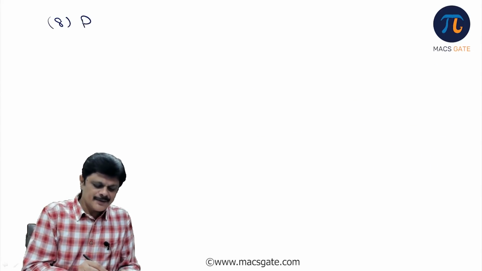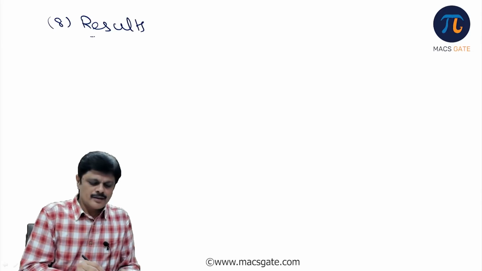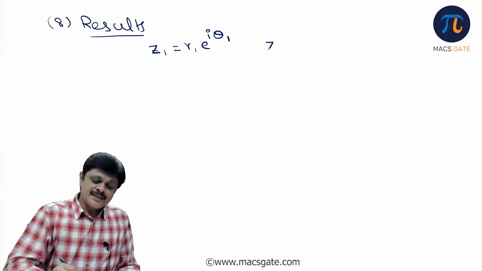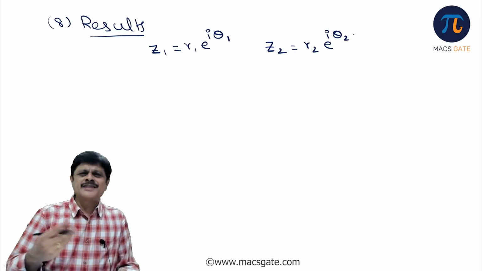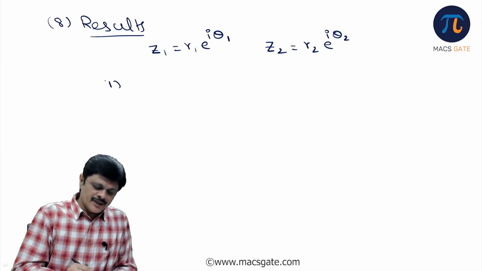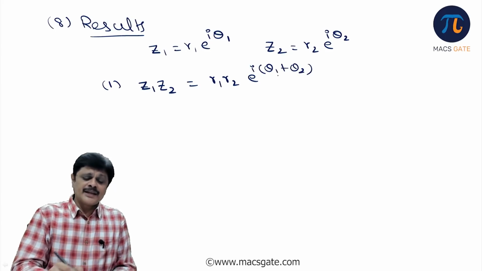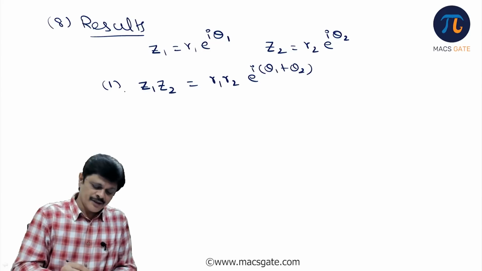Is the idea clear? Now let me write results. Suppose Z1 is expressed in exponential form as R1 e power i theta 1 and Z2 is expressed as R2 e power i theta 2. So we can write the product Z1 into Z2 as R1 R2 into e power i (theta 1 plus theta 2). See, here theta 1 and theta 2 need not be principal arguments, sir. They may be general arguments.